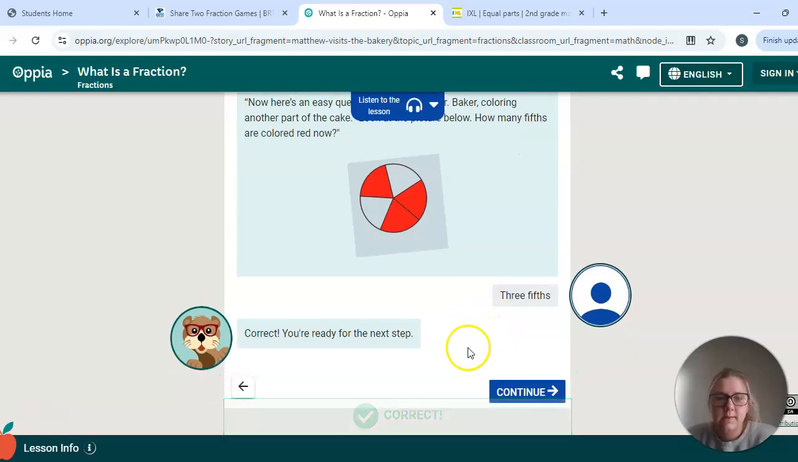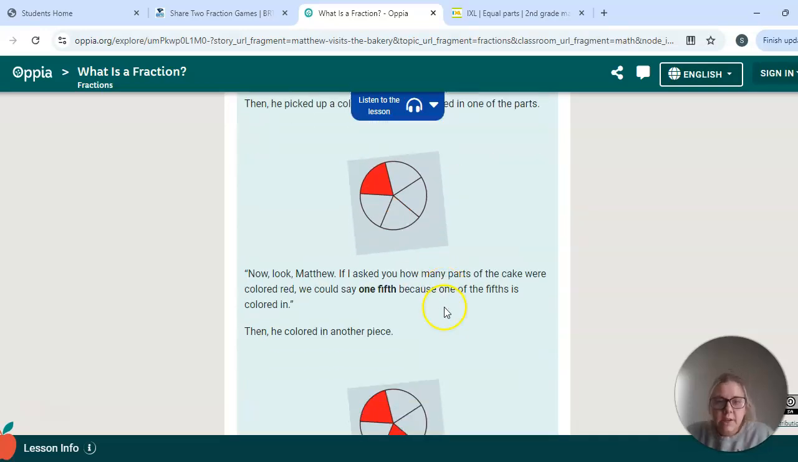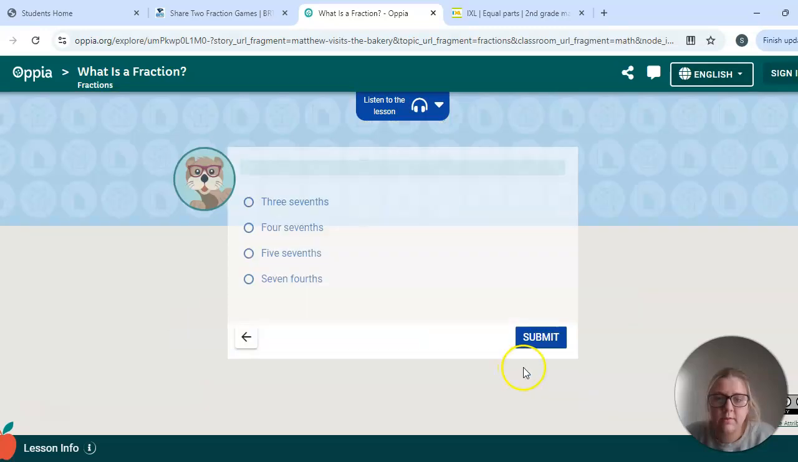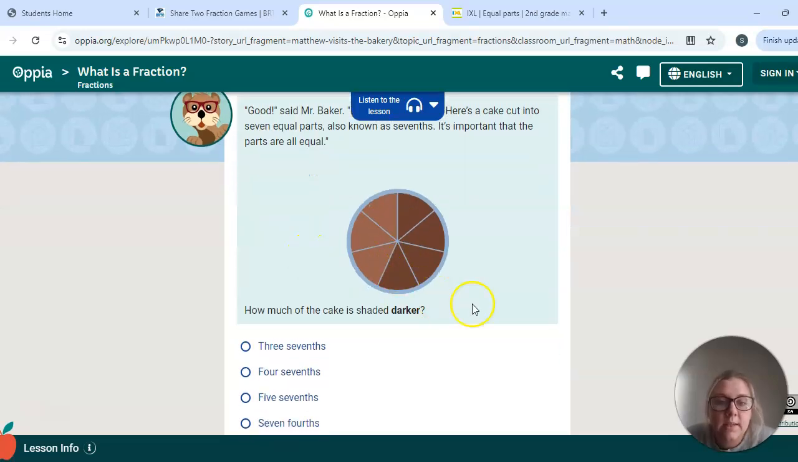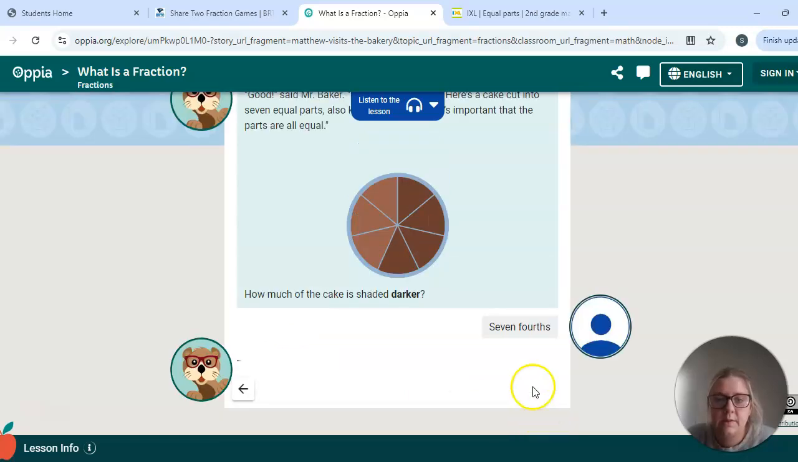Okay, so it gives us a little correct thing. So essentially what I see is it's like a little messaging, like messaging back and forth. Okay, so we got our question correct, and now we're on to the next. How much of the cake is shaded darker? We're going to get it wrong, and we're going to say 7/4. Let's see what happens.